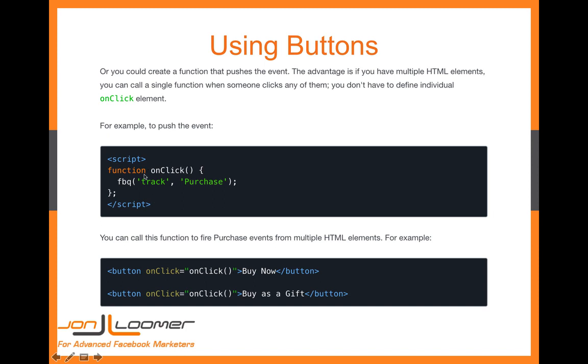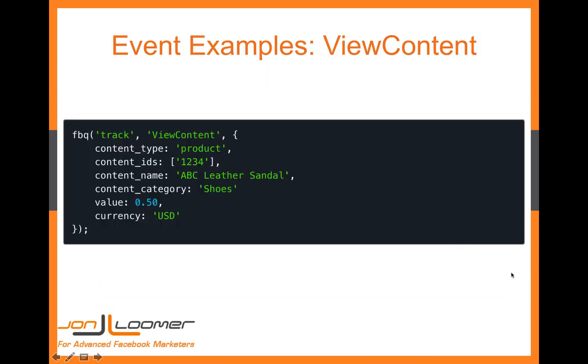To push the event, first of all, you need this script at the top that says if someone does any kind of onclick, then we're going to track a purchase. And then we can have multiple buttons within it where that button is an onclick, one of them being buy now or buy as a gift. So if you're not a programmer, not a coder, this is where you would probably pass this on to someone who does that for you, because this should make sense to them.